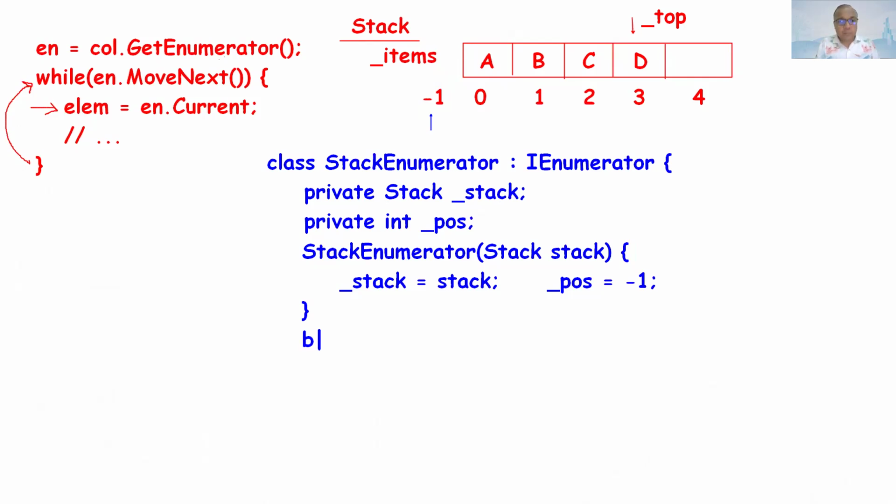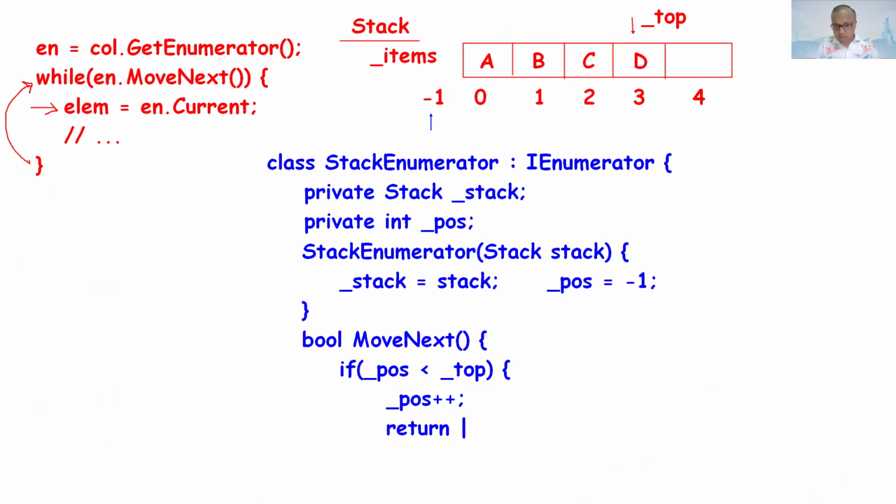So let me implement the method bool MoveNext, where I need to check whether I can go to the next position. As long as my current position is before top, I can definitely go to the next position. So if position is less than top, then incrementing the current position is feasible. So I can write _position++. And since it was successful, I will return true. However, if I have already reached the end of the stack, in that particular case, I need to use return false. Of course, I need to close the curly bracket.